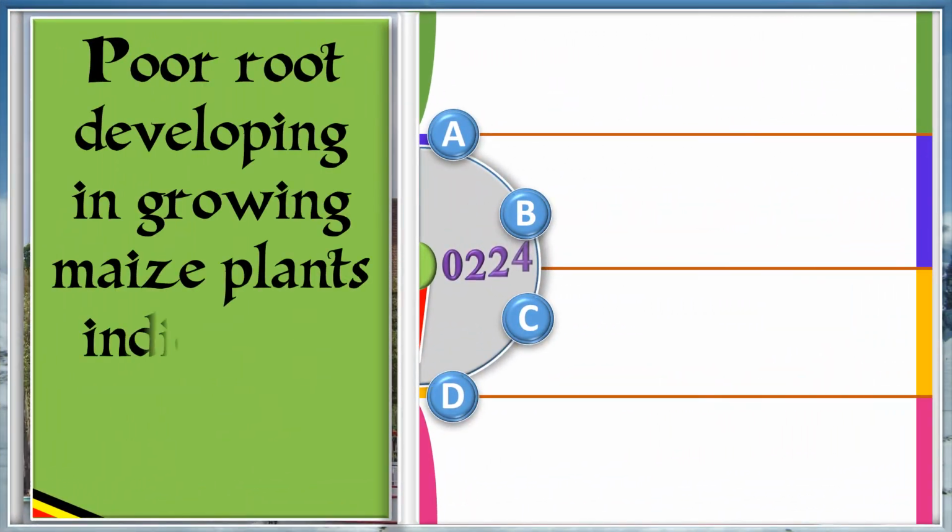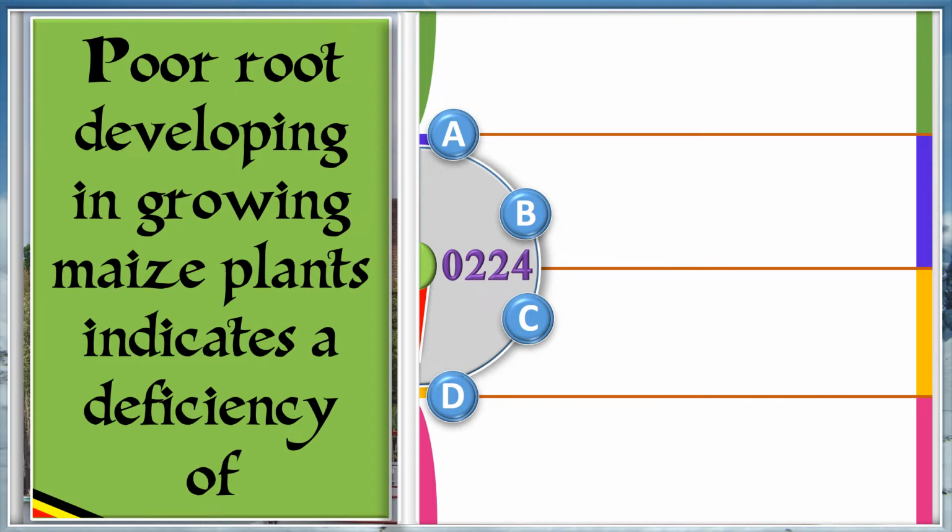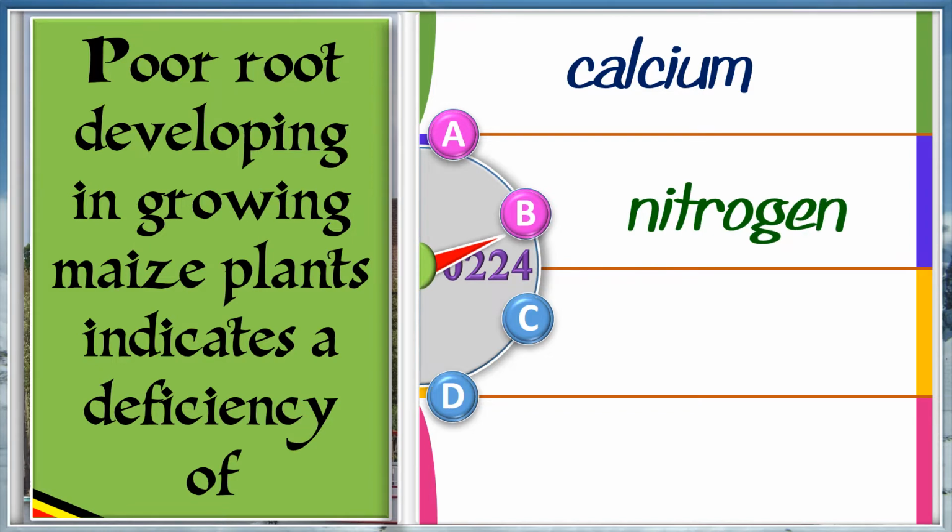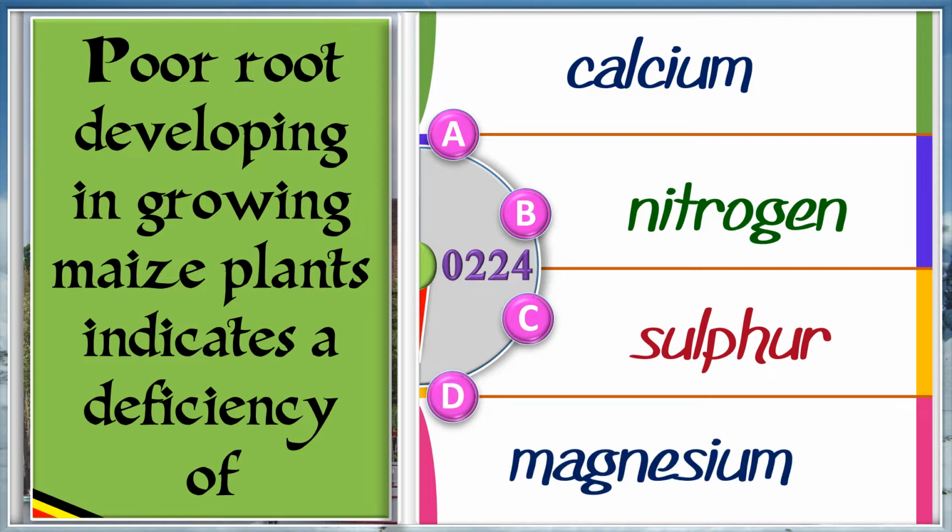Poor root development in growing maize plant indicates a deficiency of A. Calcium. B. Nitrogen. C. Sulfur. D. Magnesium. And the answer is A. Calcium.